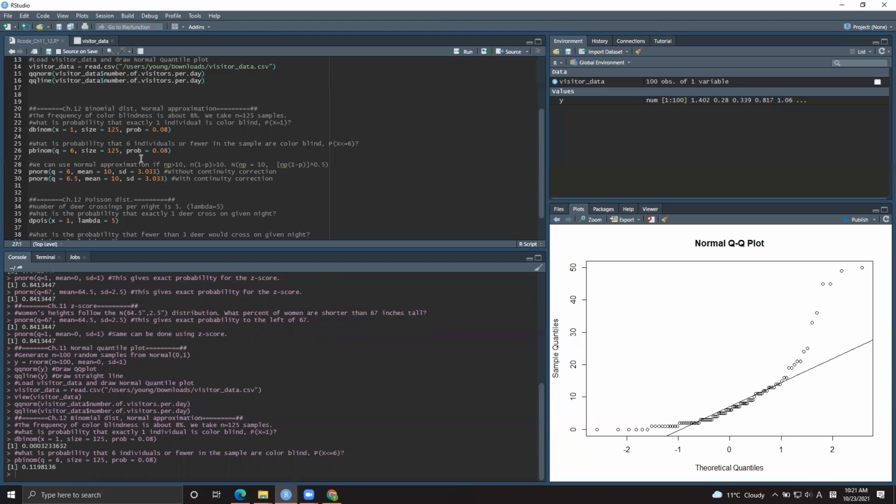Okay, so we also looked at how you can use normal approximation to find the same probability. So how do you do that? You have to check this condition: n times p is greater than or equal to 10, and n times 1 minus p is greater than 10. We have np equal to 10 and n times 1 minus p greater than 10. So let's go ahead and use this approximation.